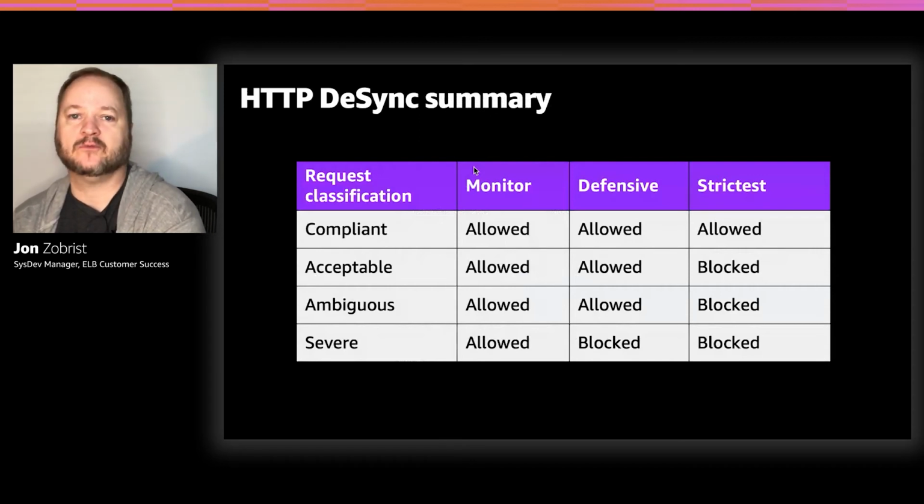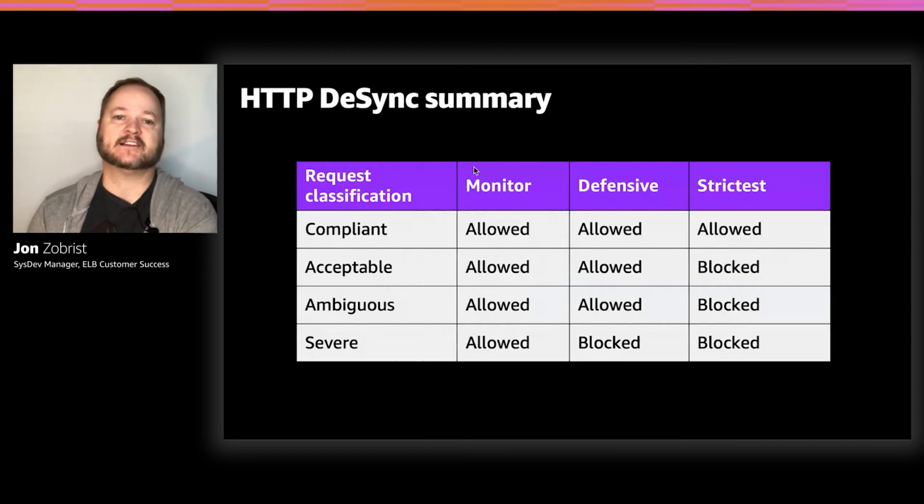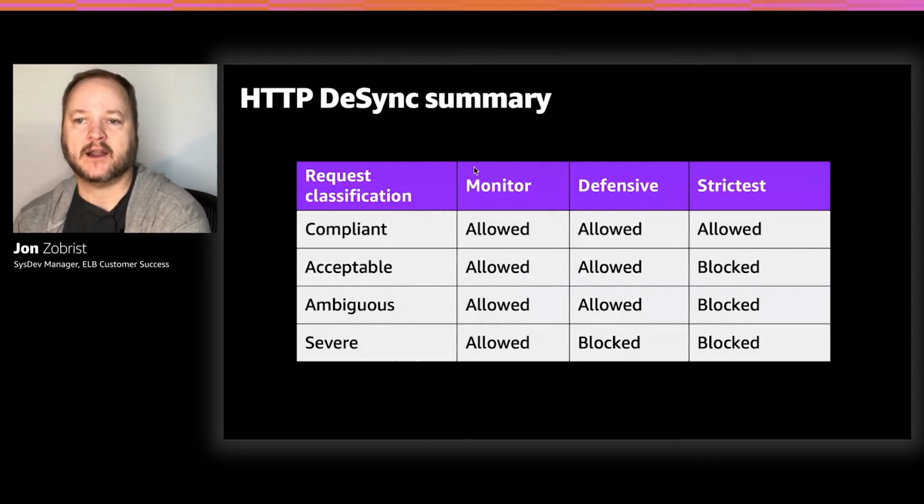we're accepting all the requests that we think are safe. The ones that get into the gray area in the default defensive mode, we're going to block those future requests from using that connection. We're going to block desync by not allowing reuse of that connection. And of course, we're blocking severe.